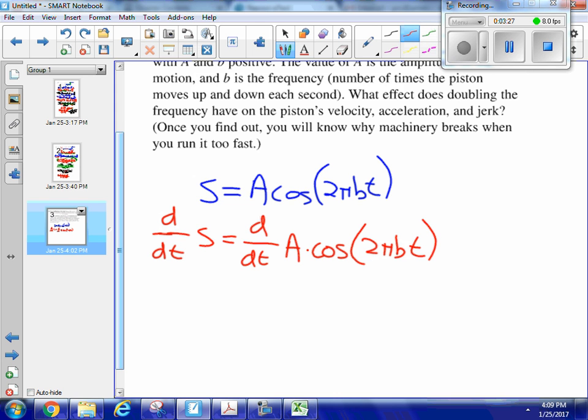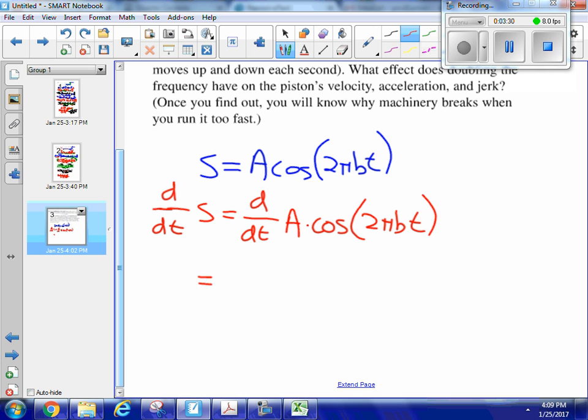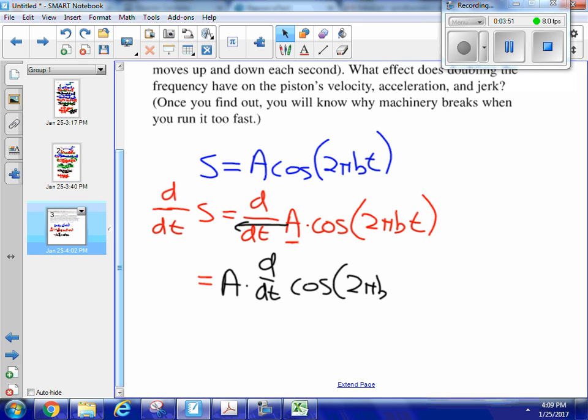Well, I know that this a is a constant, so I can pull it through the derivative. Remember that? So it's going to be a times the derivative with respect to t of cosine 2 pi b t. I'm going to make this t a different color so you can see that that is the variable I'm working with, and this 2 pi b is just a constant. It's 2 times the number pi times some number b.